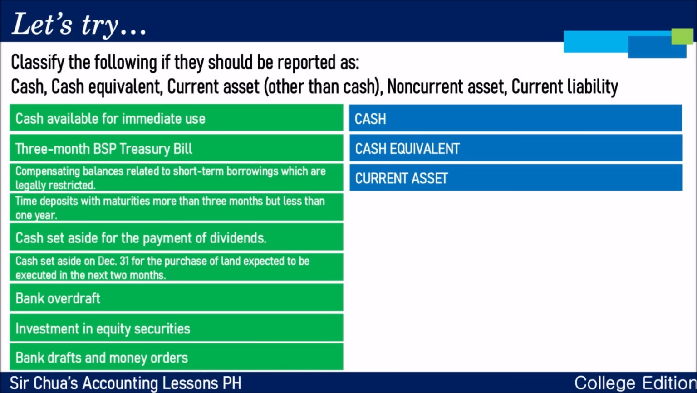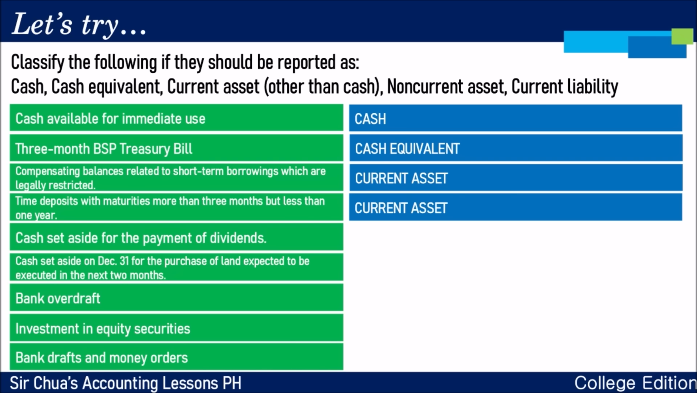Time deposits with maturities more than 3 months but less than 1 year. Yan po ay current asset. Hindi na siya magka-qualify as cash equivalent kasi more than 3 months na. Hindi naman siya pwedeng sabihin na non-current asset kasi less than 1 year naman. So, nasa gitna ka nung 3 months pero less than 1 year. So, current asset siya. How about the cash set aside for payment of dividends?